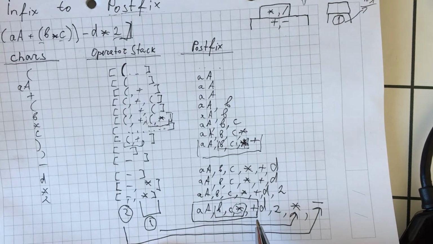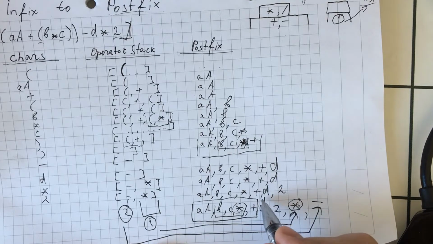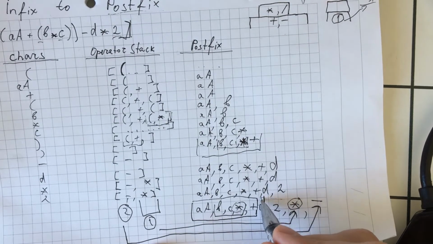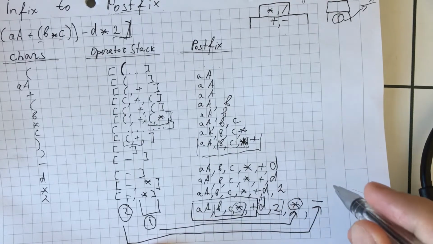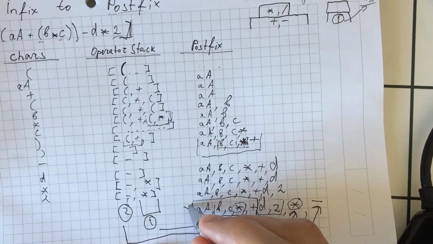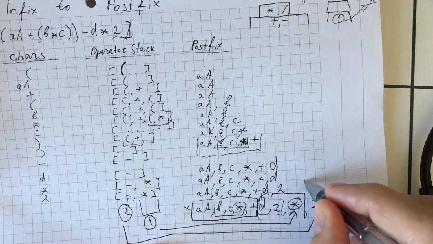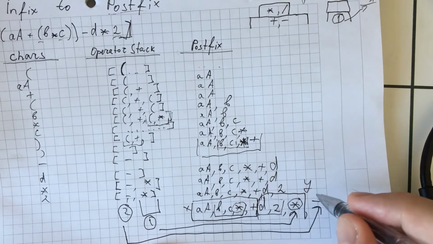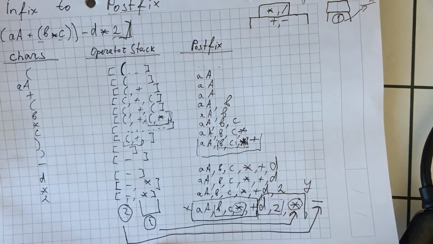Then we see, alright, there's the next operator, multiply. So we take the last 2 items, D and 2. We multiply them, and from this and this we do x and y minus. All the results are subtracted. So this is it.